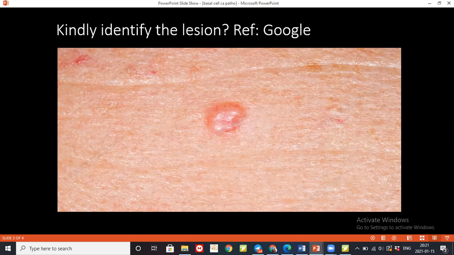Okay, an excisional biopsy. We can do that. Yes, please. And if you have done the biopsy, what are the findings that you expect to find in the biopsy report?